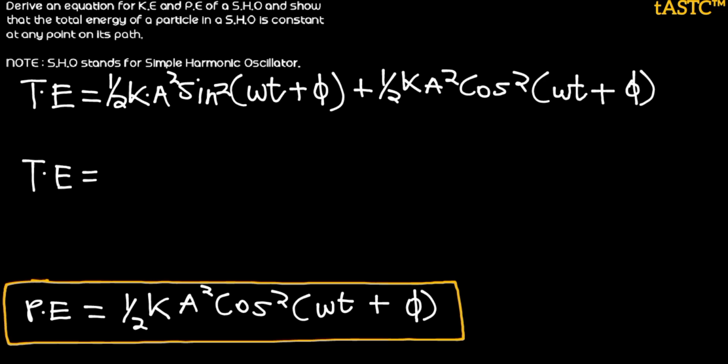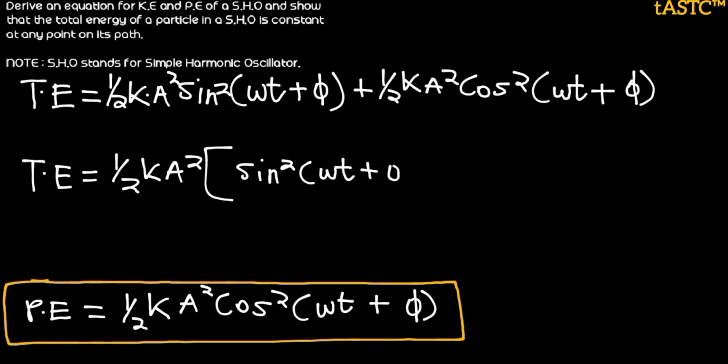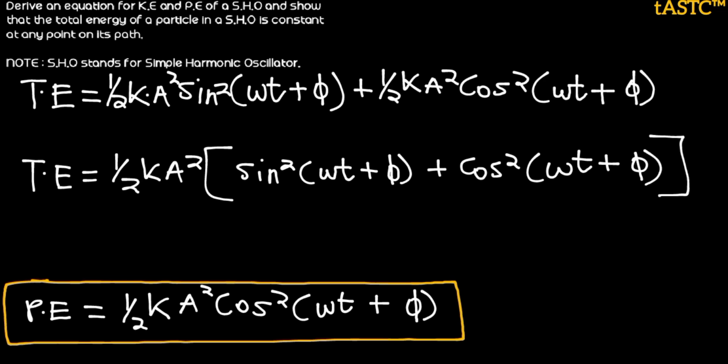Now from here we know that a half is common for both terms of the kinetic energy as well as the potential energy. You could also factor k out as well as a squared. So we're basically going to take all of them out. So that will be 1 over 2 k a squared multiplied by sine squared omega t plus phi, and that will be plus cos squared omega t plus phi. So this is what I'm going to have.